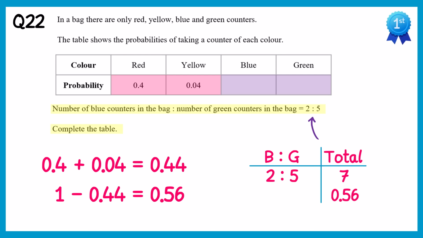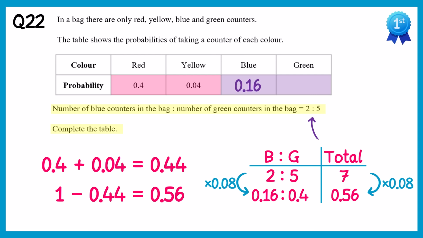Now we need to work out what we could multiply 7 by to get 0.56. You can do this by doing 0.56 divided by 7 on your calculator, which is 0.08. This just means we can multiply the 2 and the 5 by 0.08 as well to work out their probabilities. 2 times 0.08 is 0.16, and 5 times 0.08 is 0.4. So the probability for blue is 0.16, and the probability for green is 0.4.